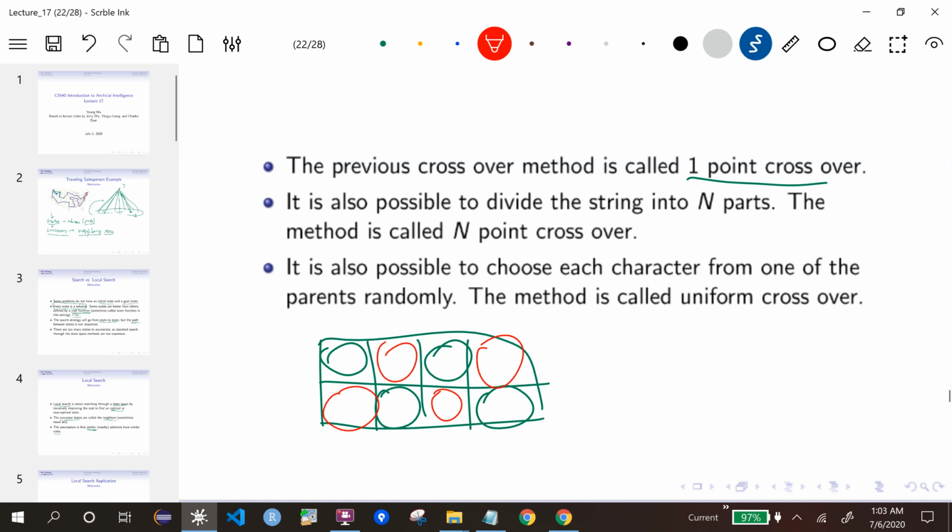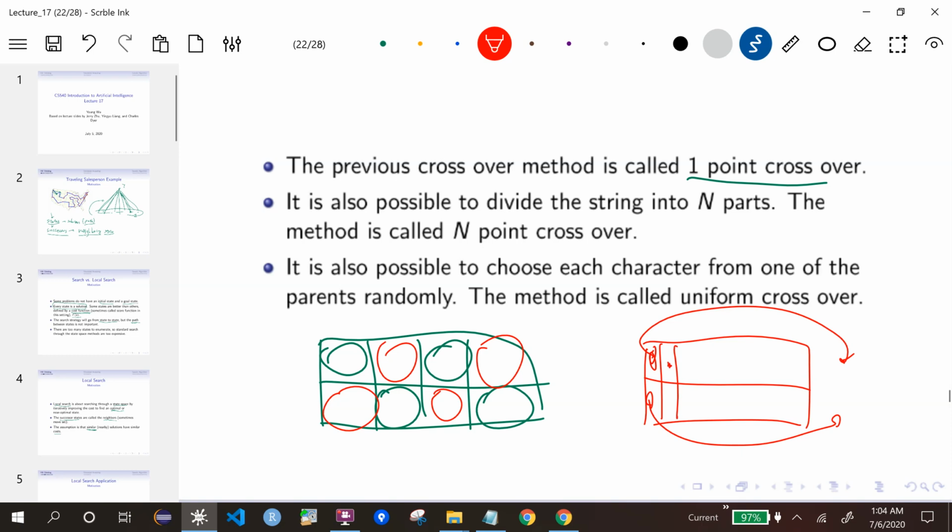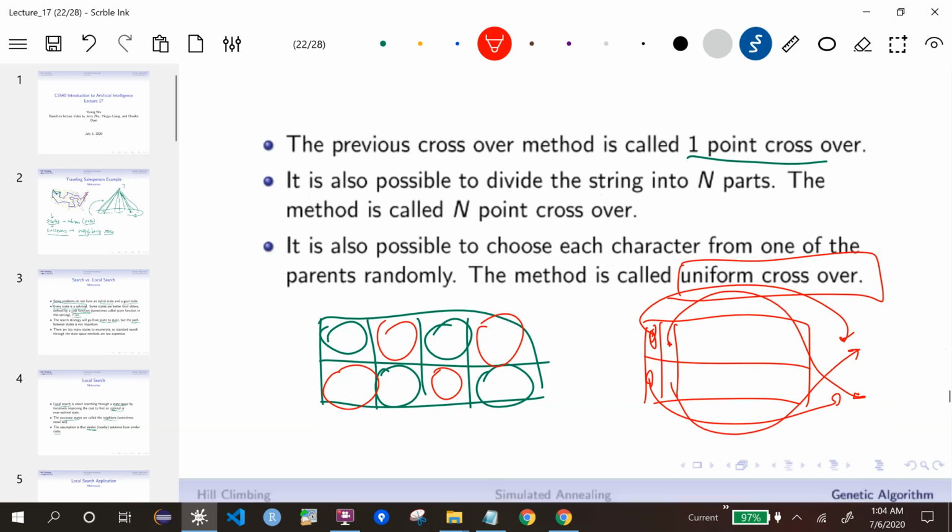The most extreme version is you basically have one character as one part. So what we're actually doing is we just pick the first letter of one parent as our first child and the other one as the second. And the next one maybe as the second character of our second child and the second one as the first child, and so on. So basically we cross over character by character, and it's called uniform crossover. These are basically just some variations to solve specific problems.